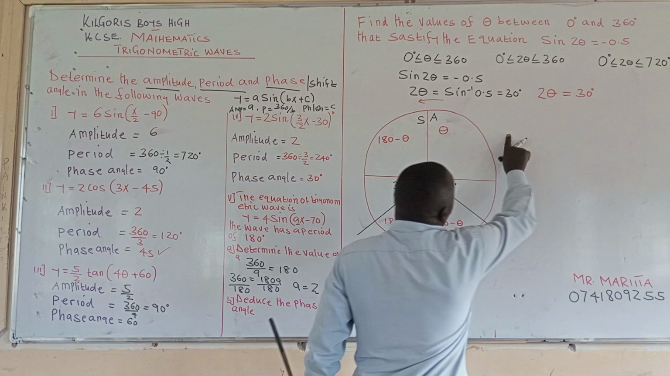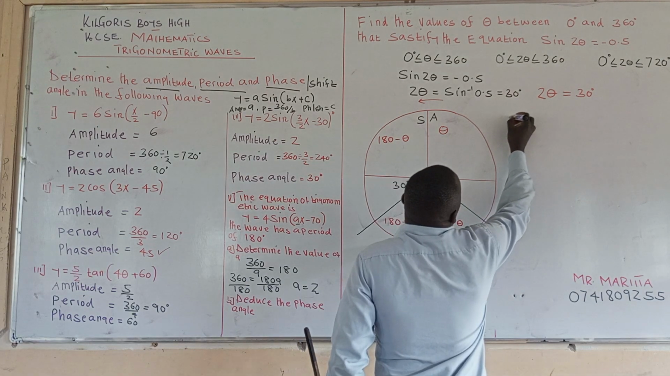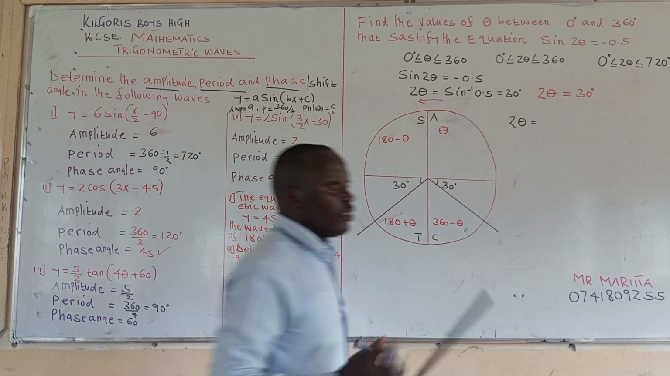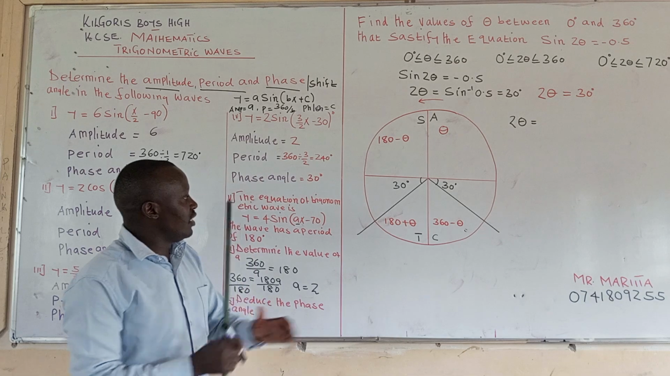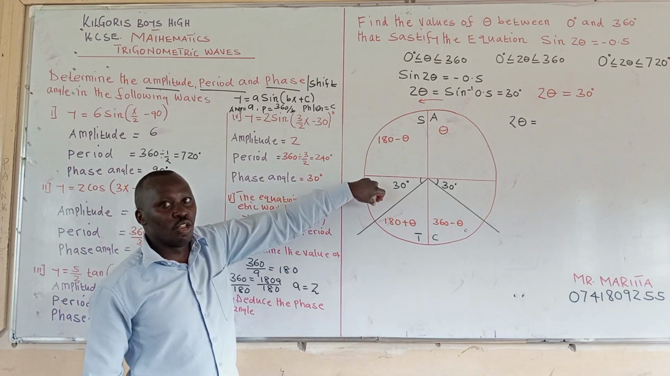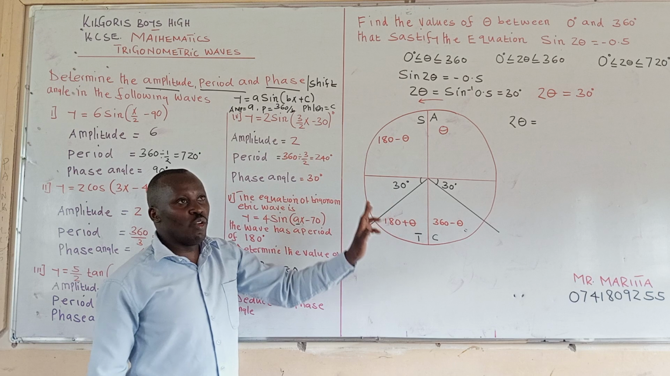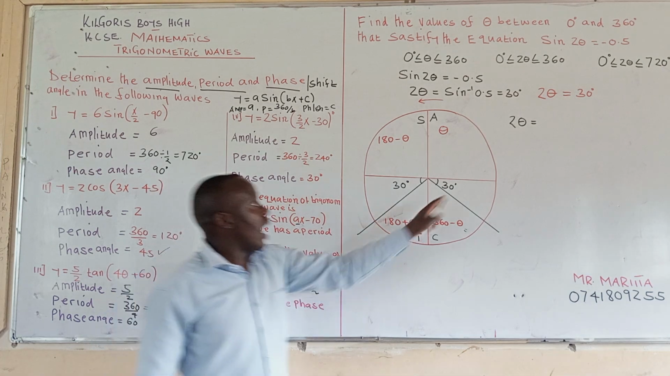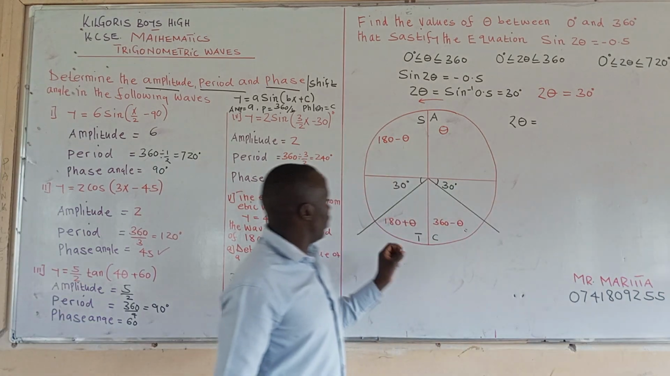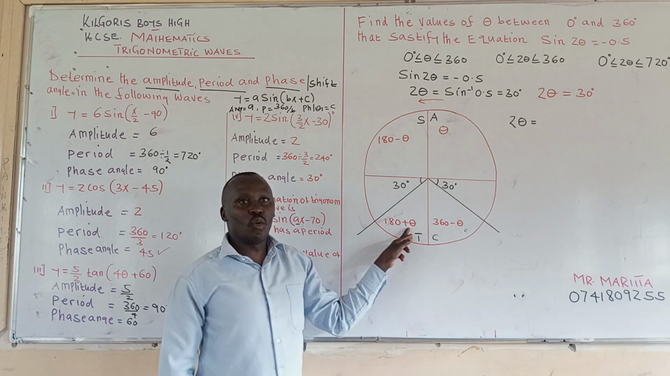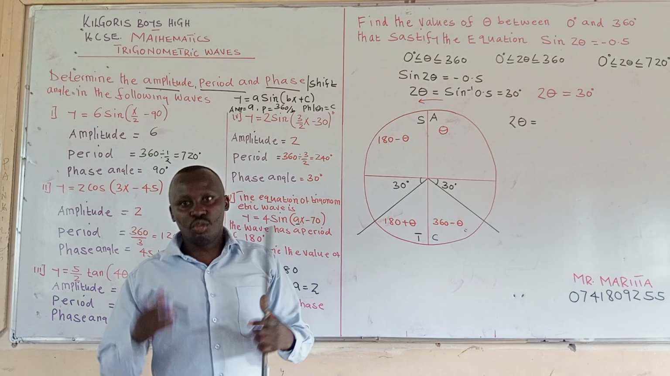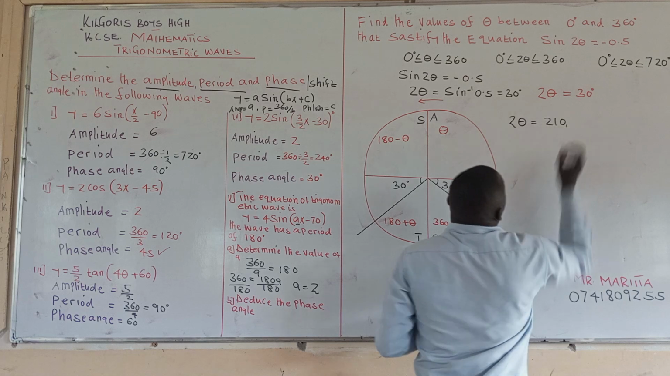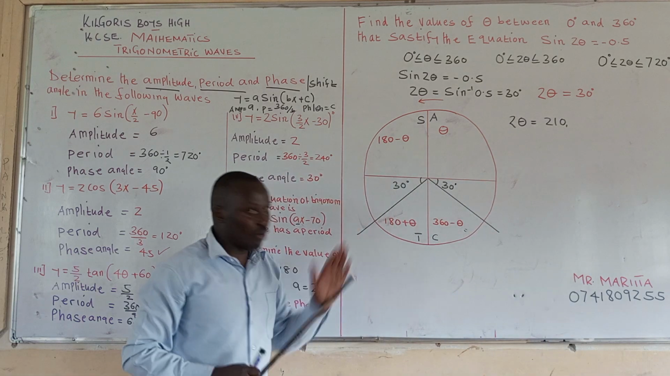We have now 2 theta. 2 theta in this case is equal to... where do we find our first solution? Our first solution, we find it on the third quadrant. So on the third quadrant, what do we have? It is 180 plus theta. And what is our theta in this case? Our theta is 30 degrees. So you take 180 plus 30. This is giving us the first solution of 210.